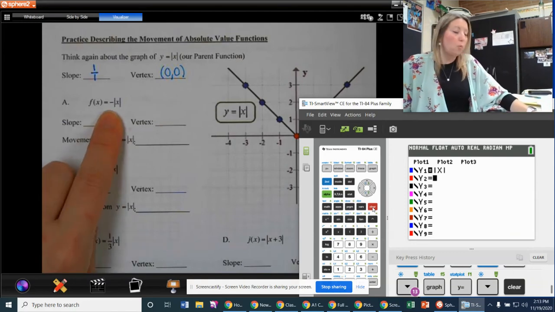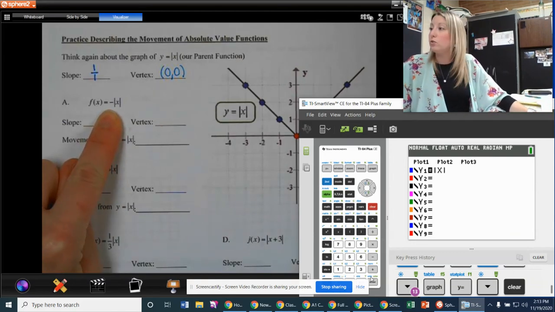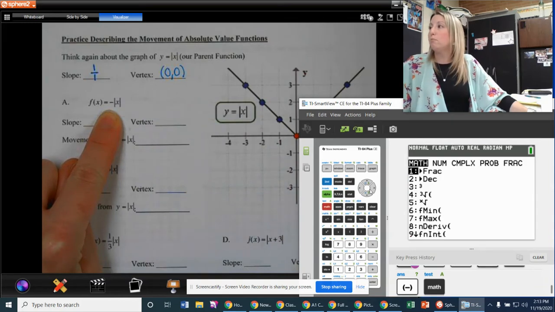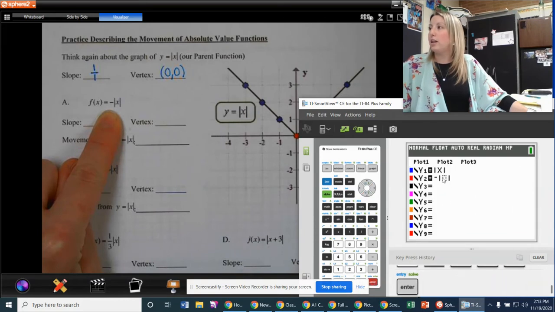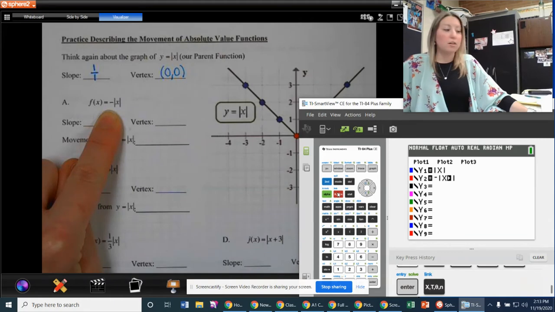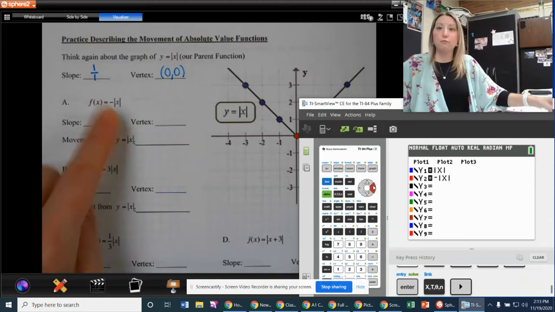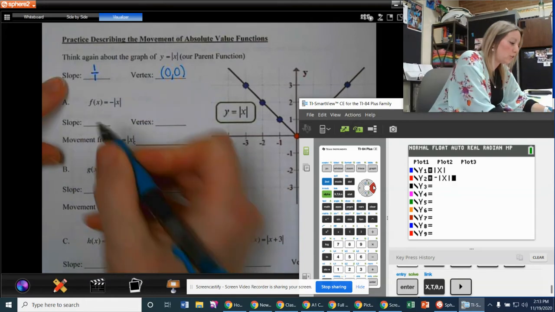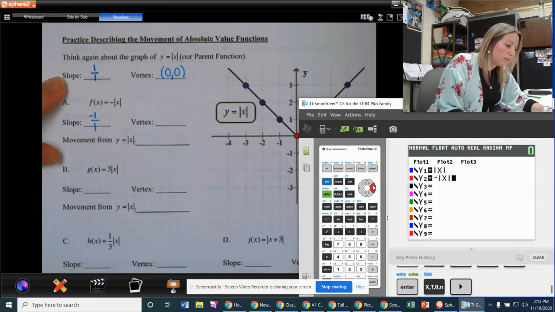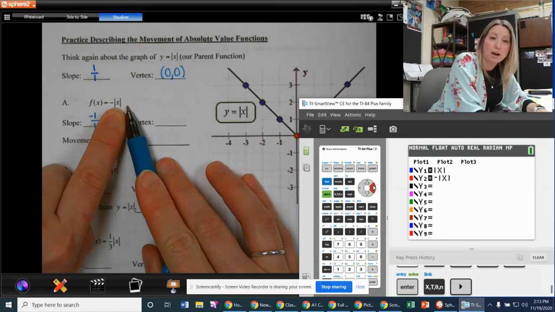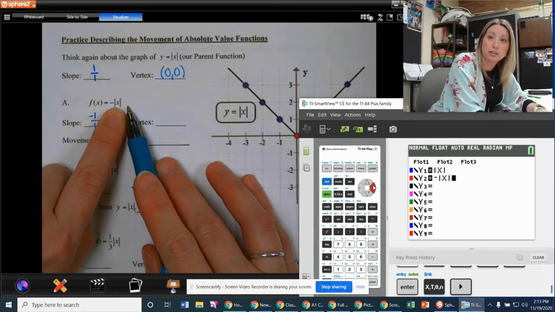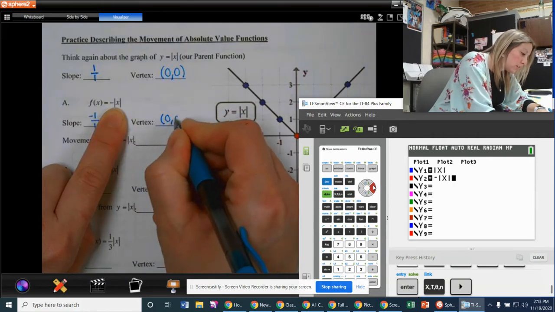Let's start here. Whenever your function starts with a negative, you use the little negative button that's underneath 3, and then you can put your absolute value bars. So math, arrow right to number. Oops, I didn't mean arrow down. I want to arrow right. And then that's ABS. Put your X in there. Now, there's a negative in front, right? So this is a slope of negative 1 over 1. Did the vertex change? Am I adding anything inside? Adding or subtracting inside? No. Adding or subtracting outside? No. The vertex is still going to be 0, 0.